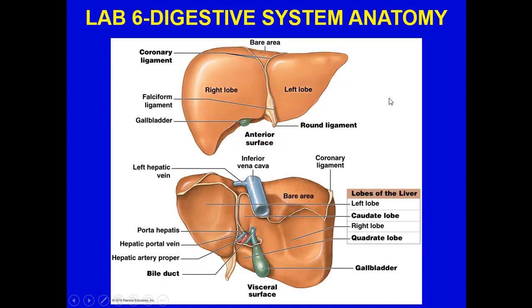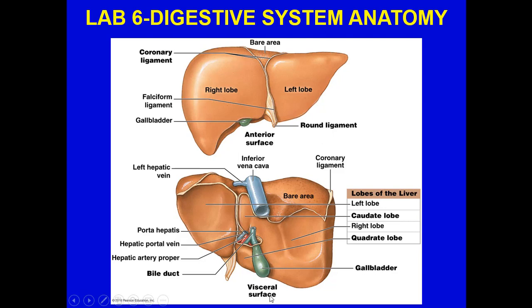Now, if you look at the image here, this gives you the idea. Think about the falciform ligament as sort of a dividing area between the right lobe and the left lobe, and part of this is also the round ligament here. You can see just peeking out here the gallbladder. This is the bare area here.